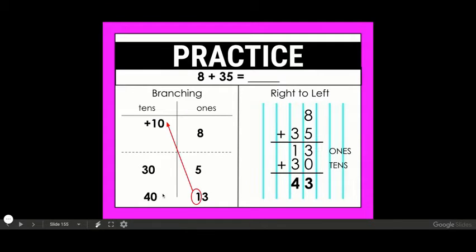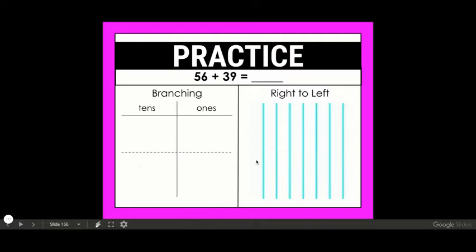Same over here. Remember, it just looks like it's in expanded form. 40 plus 3, because I already took this 10 away. 40 plus 3 is 43. So I want you to see the similarities between branching and right to left. Let's move on to our next one.